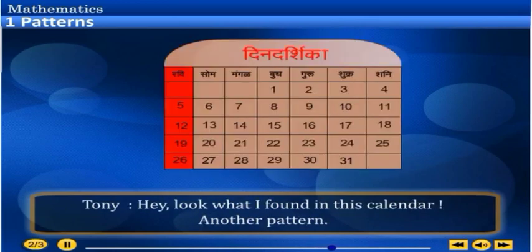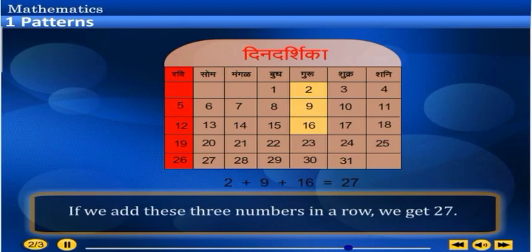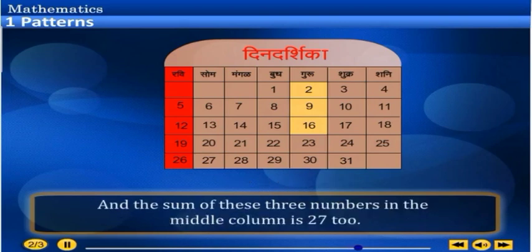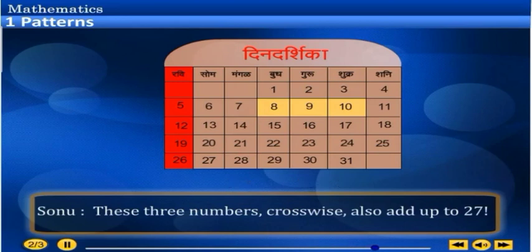Tony, hey look, what I found in this calendar. Another pattern. If we add these 3 numbers in a row, we get 27. And the sum of these 3 numbers in the middle column is 27 too. Sonu, these 3 numbers crosswise also add up to 27.